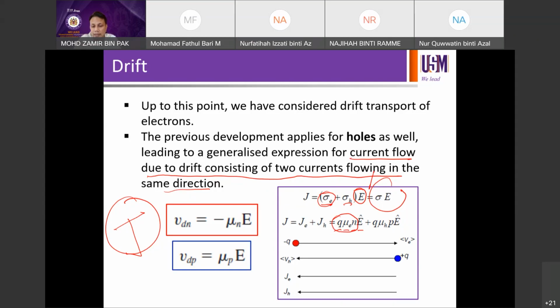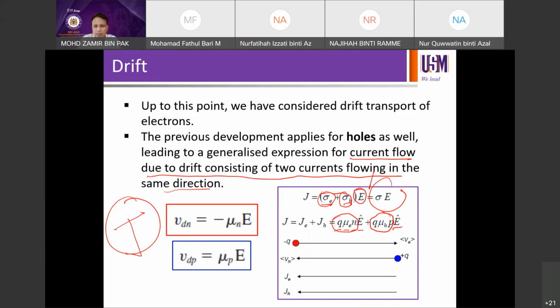And the second part is Jh. Again, you use the same calculation, where the first part is given by q mu p, which contributes to this Jh: electronic charge times mobility of holes times density of holes times electric field.